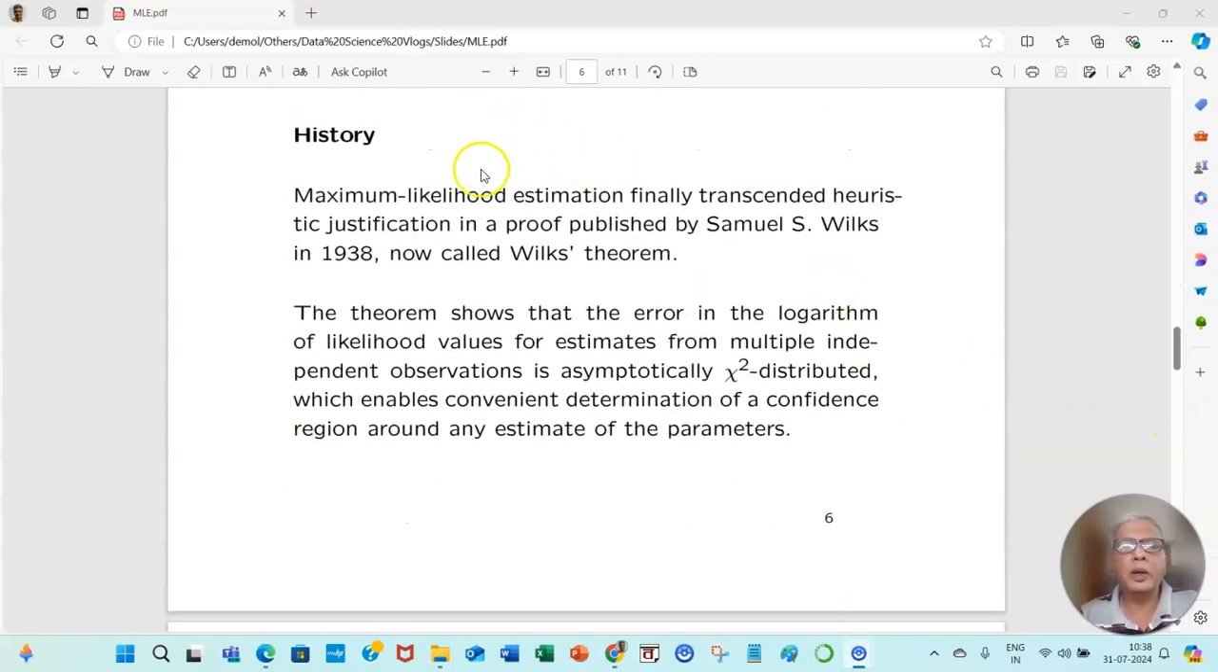Some more of history. Maximum likelihood estimation finally transcends heuristic justification in a proof published by Samuel S. Wilks in 1938 that is known as Wilks' theorem. Wilks showed mathematically that the log likelihood error distribution is chi-square, and that helps us to think about the confidence interval estimation of theta. So because of this Wilks' theorem in 1938, MLE, the maximum likelihood estimation, found its ground truth.